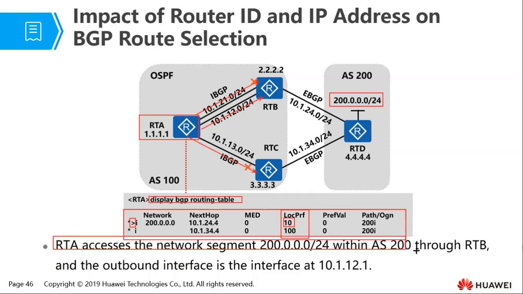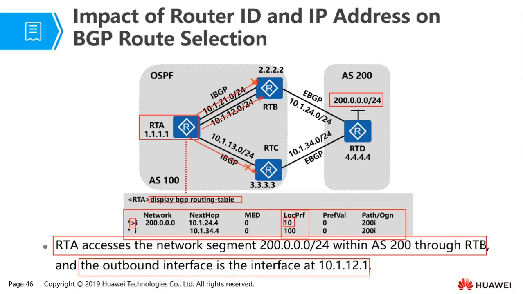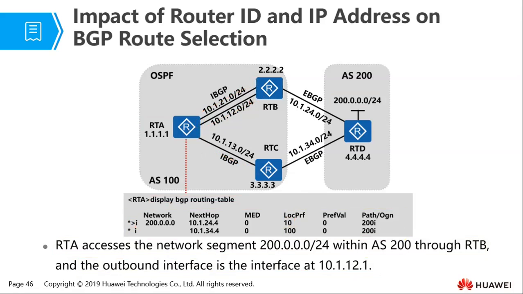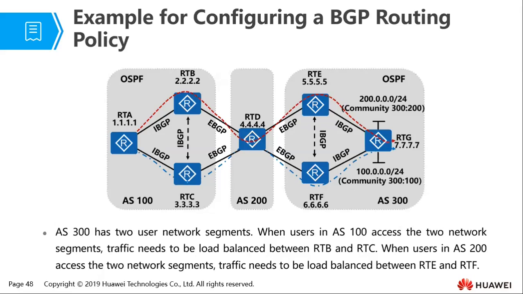So RTA accesses the 200.0.0/24 within AS200 through RTB. In particular, it uses the outbound interface 10.1.12.1. It uses this particular interface as the outbound interface because it has a smaller IP address value. Okay, so that is how the router ID and the IP address impact this particular thing.